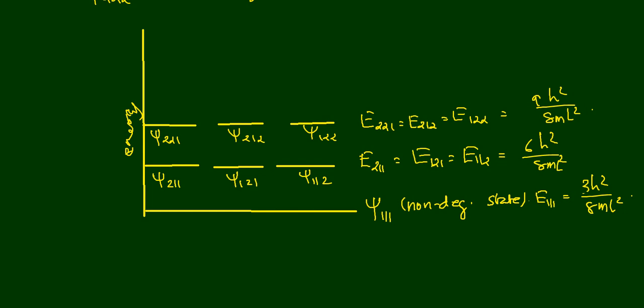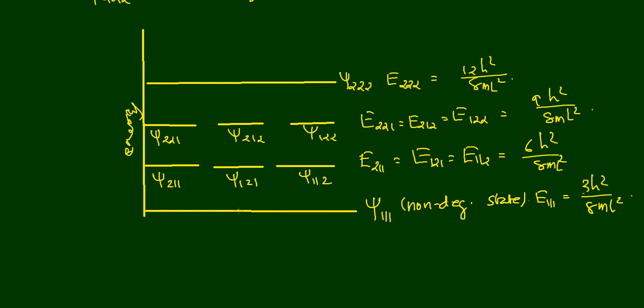And the last one that we are going to consider is this one, where all four quantum numbers are 2. This corresponds to psi 222, and the energy corresponding to that is E222, which is equal to h square by 8 m L square into 2 square plus 2 square plus 2 square, that means 4 plus 4 plus 4, that is 12 h square divided by 8 m L square.